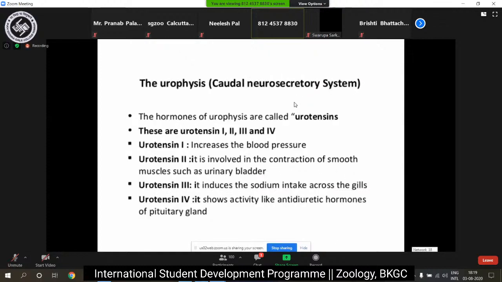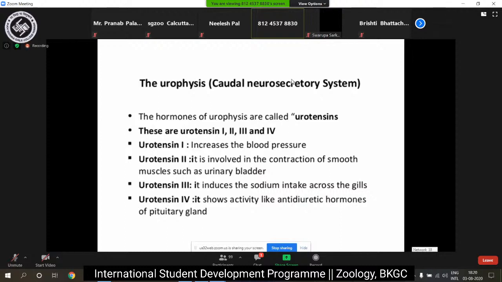And finally, there is the urophysis, or the caudal neurosecretory system, located close to the tail of the teleost. It is mainly a slowly swelling type of glandular structure present at the posterior or caudal end of the spinal cord. They secrete different types of urotensins, like urotensin 1, 2, 3, and 4, mostly associated with metabolic regulation. Urotensin 1 is related to regulation of blood pressure, it increases blood pressure. 2 is involved in contraction of smooth muscles of the urinary bladder. 3 is associated with sodium intake across the gills, and 4 has activity like the antidiuretic hormone of the pituitary gland.